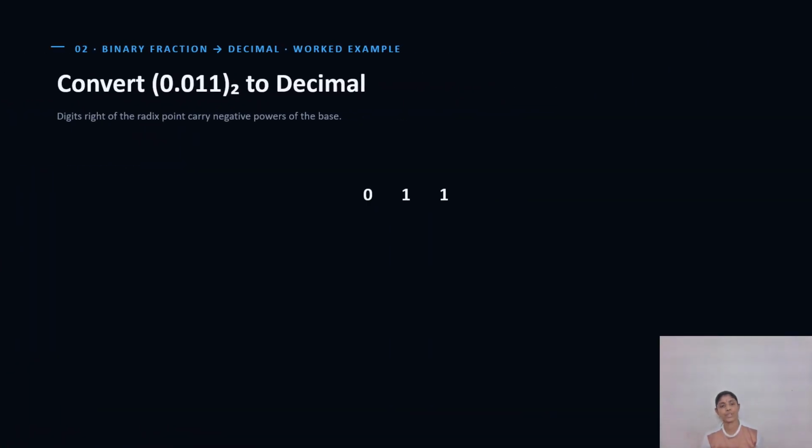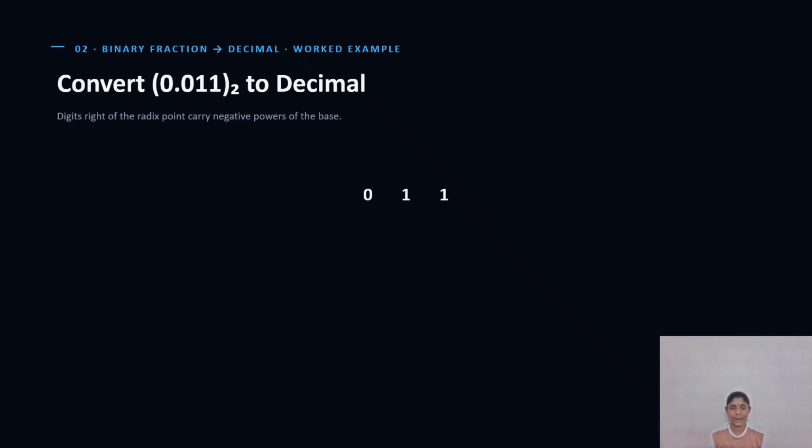Okay. Now we will check what will be happening for the fraction. Again, binary fraction to decimal, octal fraction to decimal as well as hexadecimal fraction to decimal. So what is the first value we have taken? First problem, 0.011 base 2 to decimal. I hope you remember that.